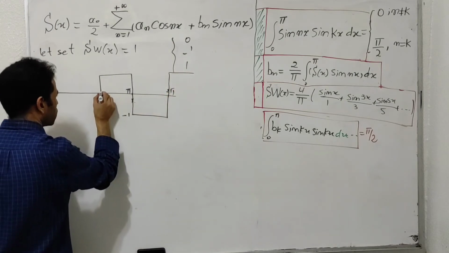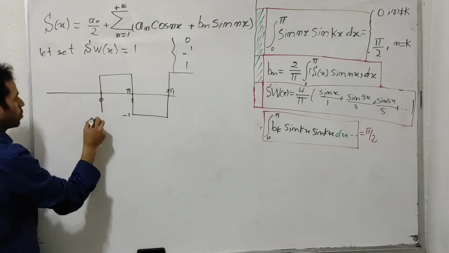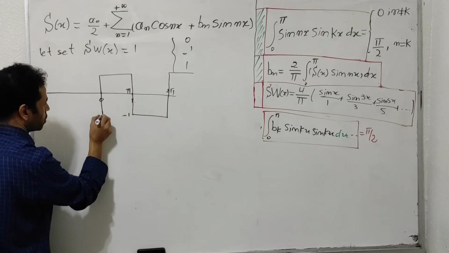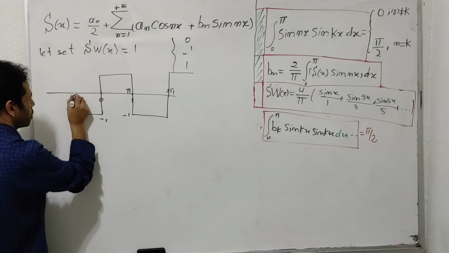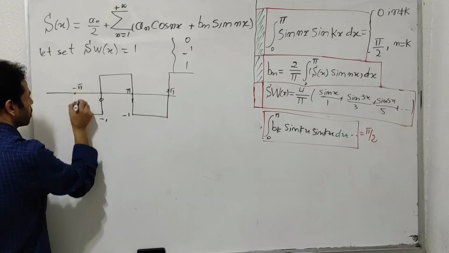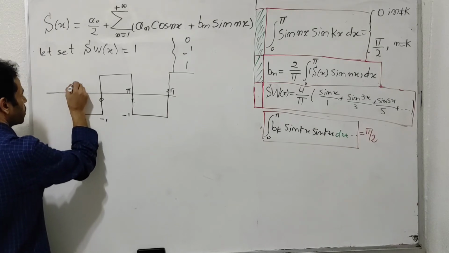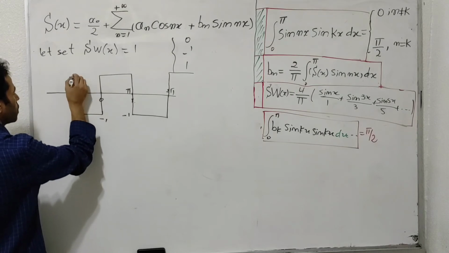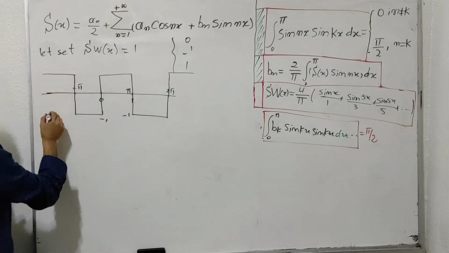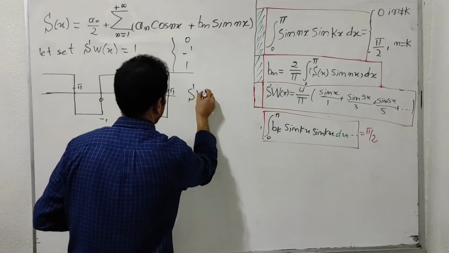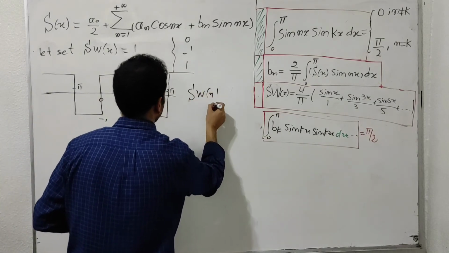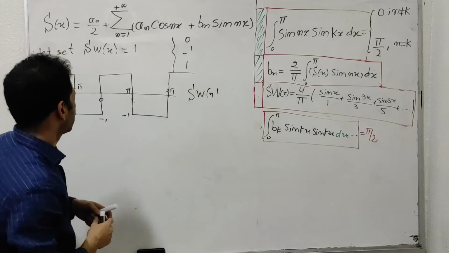For this one you keep going down from 0 until you get -1, and going in the negative direction until you hit -pi. From -pi going up and keep going. Okay, this is a wave function, an odd function, equal to these values.